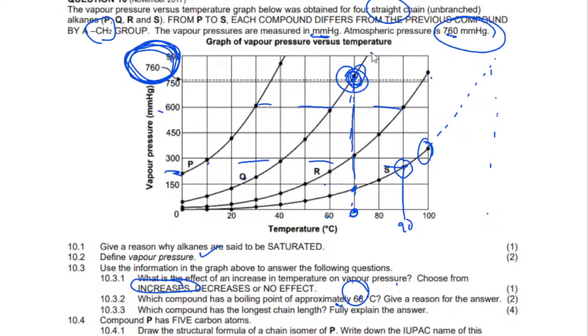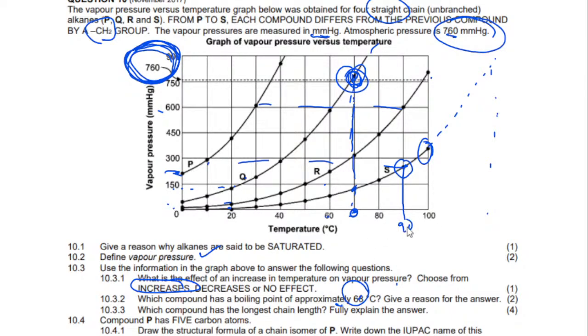What about this one? It will be very far. What about this? It will be very far. If I compare this, you see that this one will be a little bit higher, and this one will be higher. You see that this one has the lowest vapor pressure, meaning that the higher the vapor pressure, the lower the boiling point, and the lower the vapor pressure, the higher the boiling point.